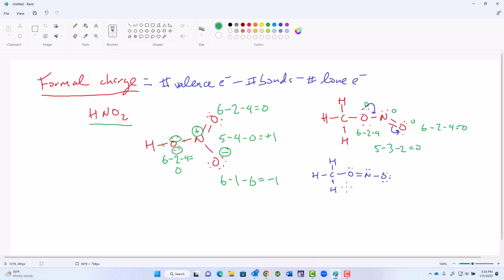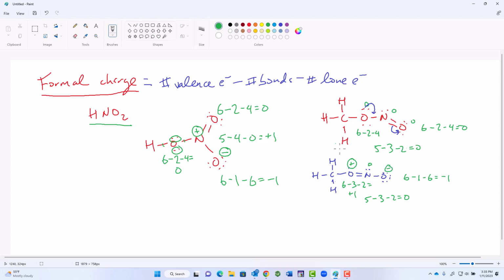So if we look at this oxygen here, we know we have 6 valence electrons, we have 3 bonds, and we have 2 lone electrons. 6 minus 3 minus 2 is going to be plus 1. So this oxygen has a formal charge of plus 1. If we look at this nitrogen, it's going to be 5 minus 3 bonds minus 2 lone electrons, which is 0. So this is going to have a formal charge of 0. And if we look at this oxygen, it's going to be 6 valence electrons, minus 1 bond, minus 6 lone electrons, which would be minus 1. So this would have a minus 1 charge.